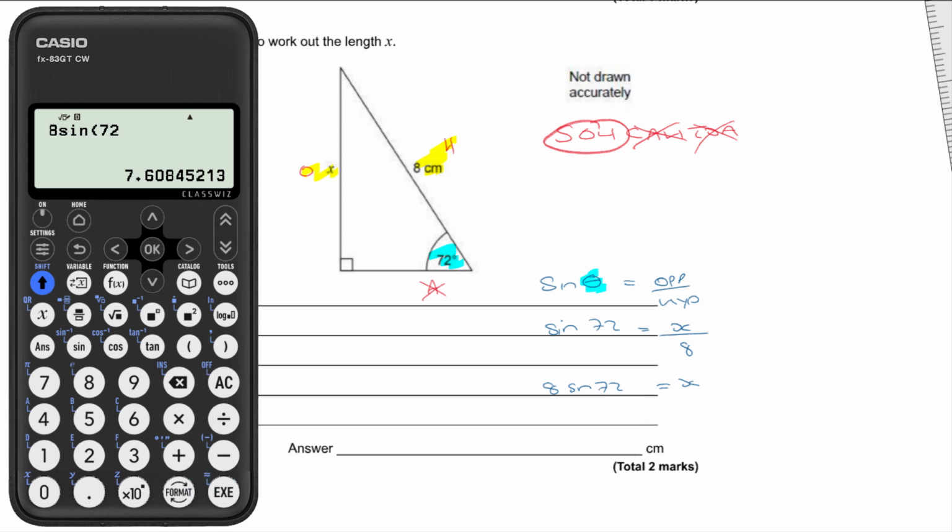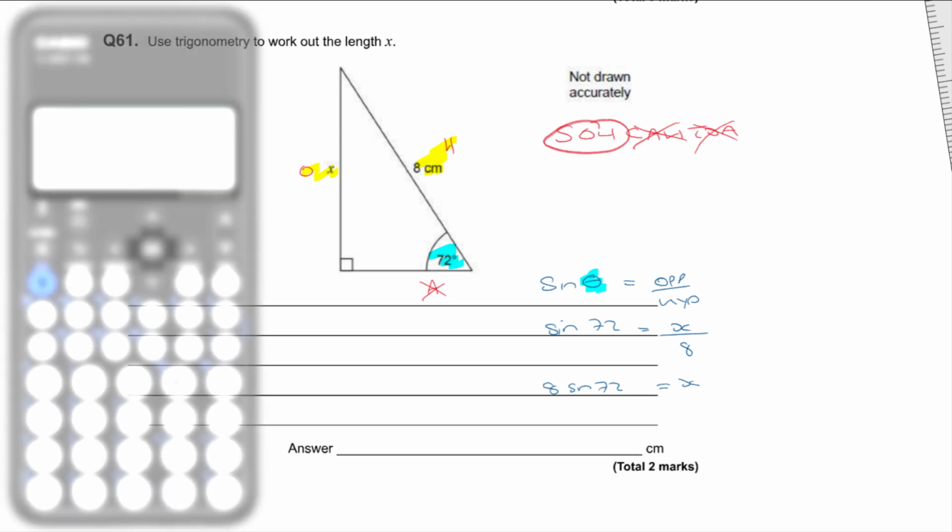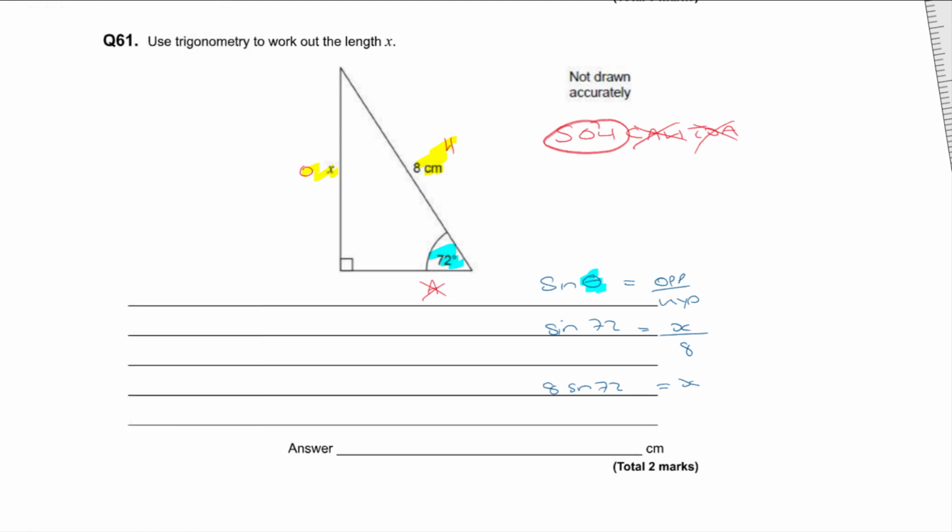Now, unless it says otherwise, I normally round these off to 3 significant figures. I'm going to round it off after the 0. Next digit's an 8, so I'm going to round it up. I'm going to get 7.61.